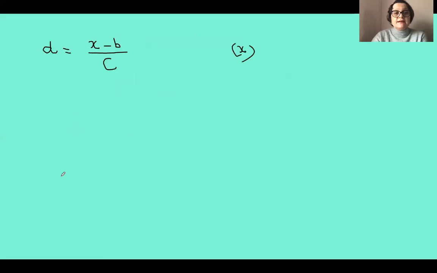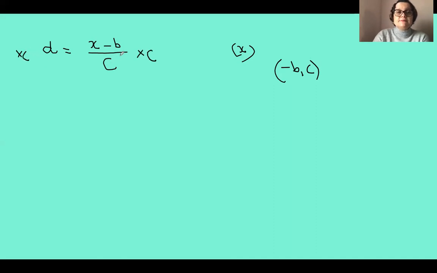Let's have a look at example number 2. Again, x is going to be the subject of the equation. As you see, x is on the right-hand side. So we need to get rid of minus b and c. Minus b and c. Now, whenever we see a denominator in the equation, that is the first one in order. So we get rid of the denominator c by multiplying both sides by c.